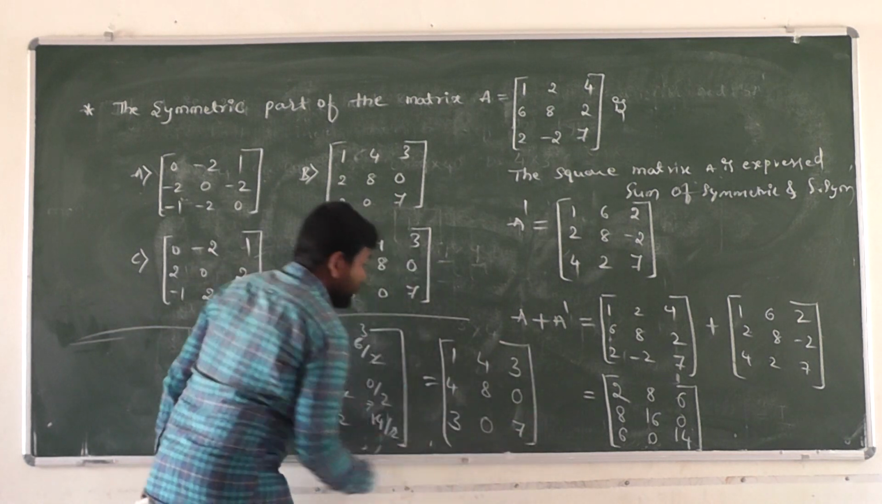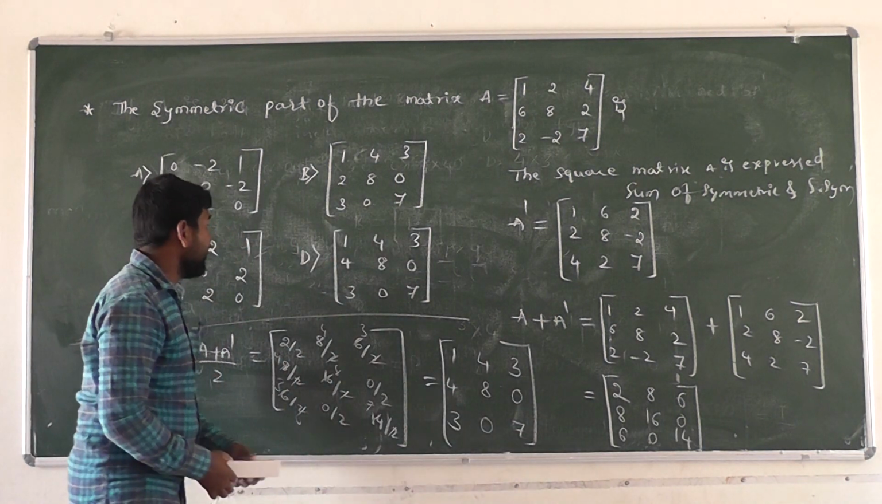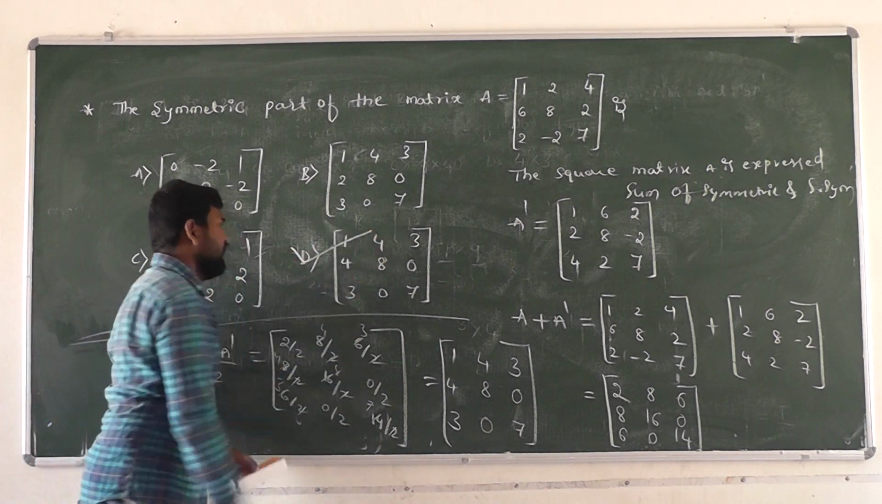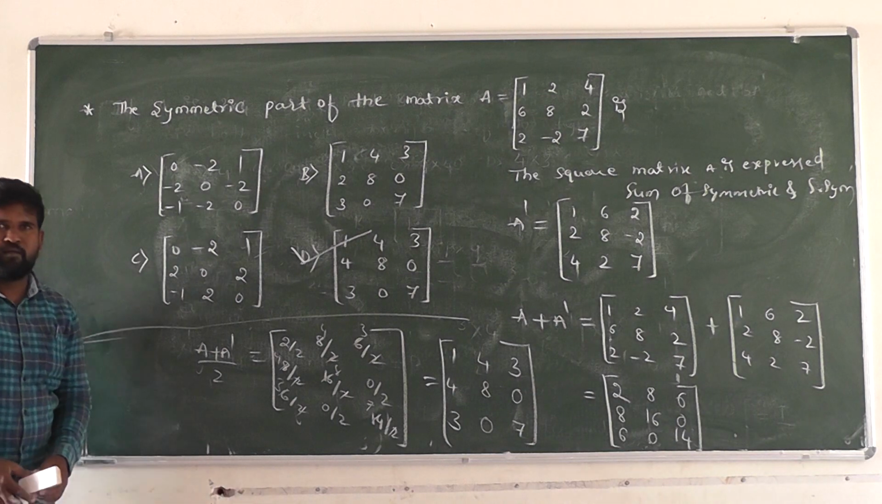Right? Then the symmetric part of the matrix. Then which option is correct here? Option D is the correct answer. Right? This one is the option. Okay, thank you.